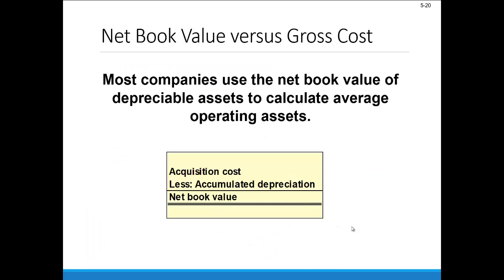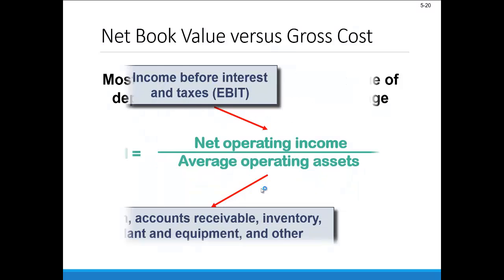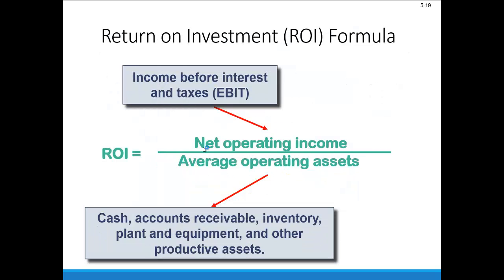Most companies do use the net book value of depreciable assets to calculate that average operating assets. And net book value, just as a refresher from our accounting principles, would be that historical cost less any accumulated depreciation. So this is a number that could change over time, right? As assets age and are depreciated more and more, this number actually shrinks a bit, at least in the absence of making new investments over time.